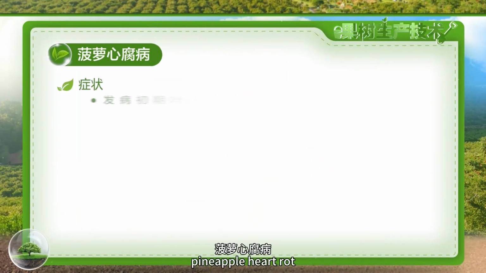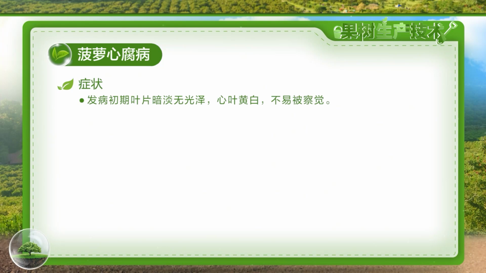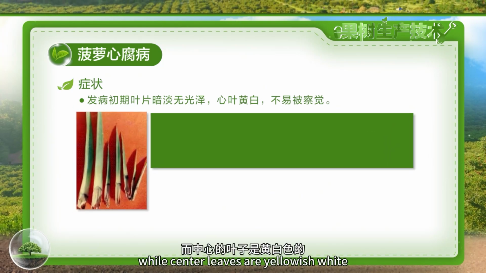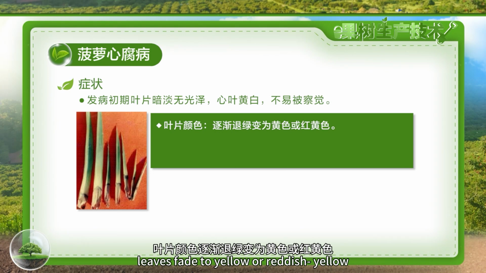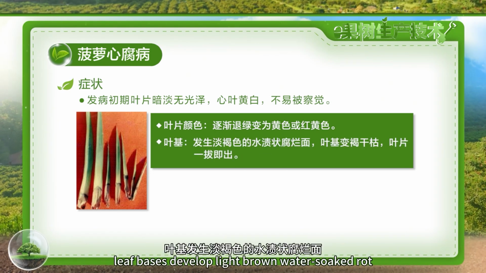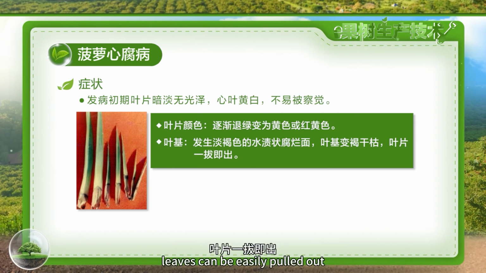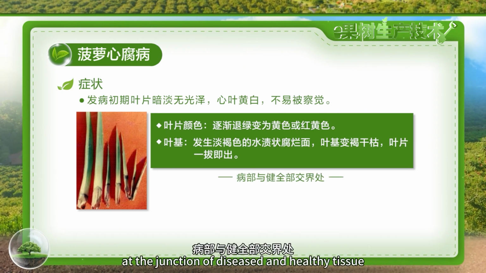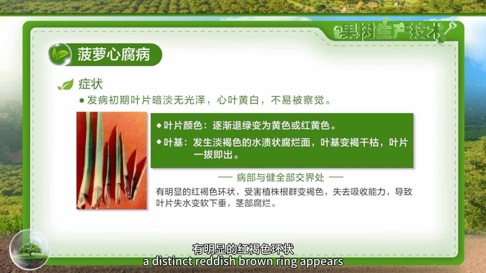Pineapple heart rot. Early symptoms are dull, lusterless leaves, while center leaves are yellowish-white and hard to detect. As disease progresses, leaves fade to yellow or reddish-yellow. Leaf bases develop light brown water-soaked rot, turning brown and dry. Leaves can be easily pulled out. At the junction of diseased and healthy tissue, a distinct reddish-brown ring appears.